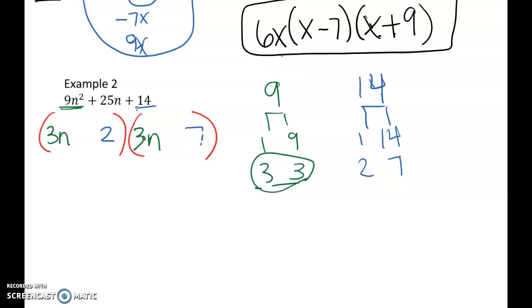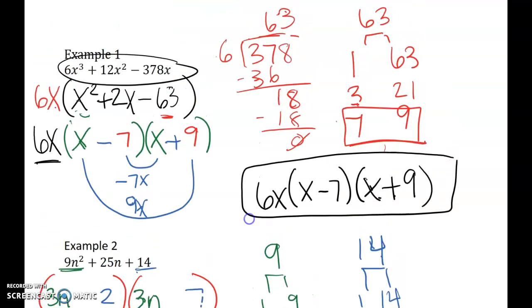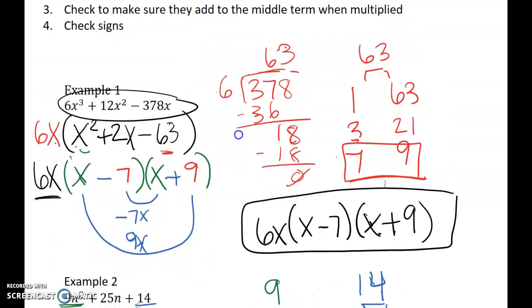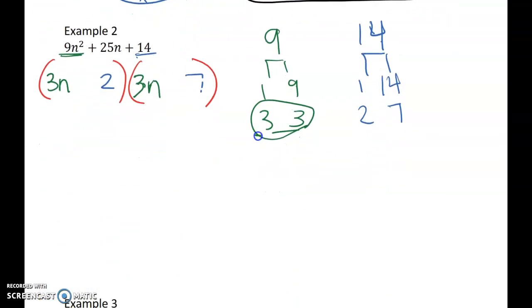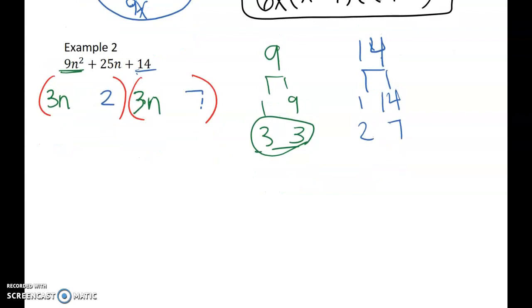So step 3, once you break down the first and last term, let's go up and look at it. It says to check to make sure they add to the middle term when multiplied. So when I multiply 2 and 3n, I get 6n. And when I multiply 3n and 7, I get 21n. So if I add these, I get 27n. If I subtract these, I get negative 15n, and that's not 25n. So this combination that I tried, this 3 and 3 or this 2 and the 7, or maybe even both, are not how we factor this.